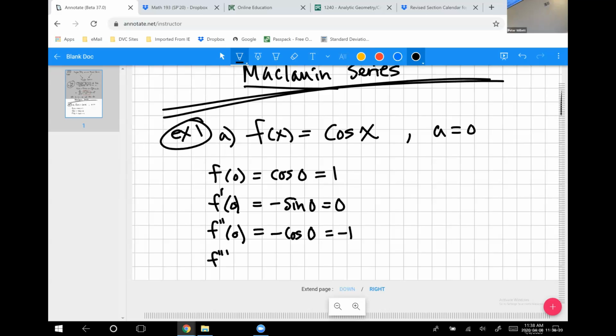The derivative of minus cosine is sine. And again, we're still evaluating it at 0, so we get a 0. And then the derivative of sine takes us back to cosine. I'm out of space. So basically we have a pattern here: 1, 0, -1, 0. So let me transfer that over here. We have 1, 0, -1, 0.